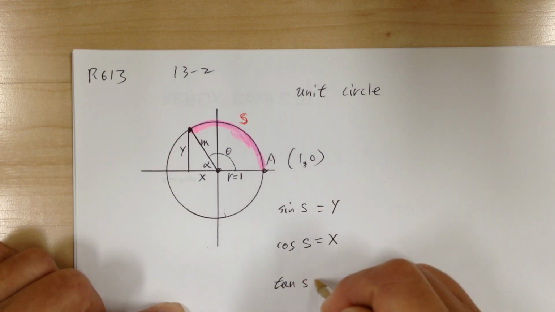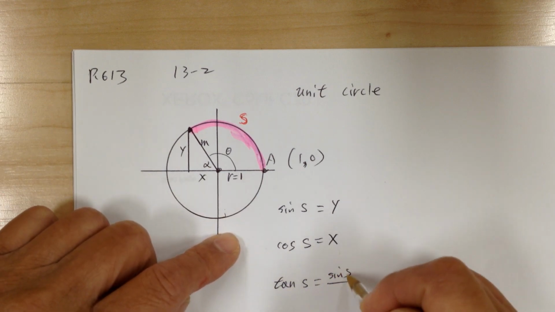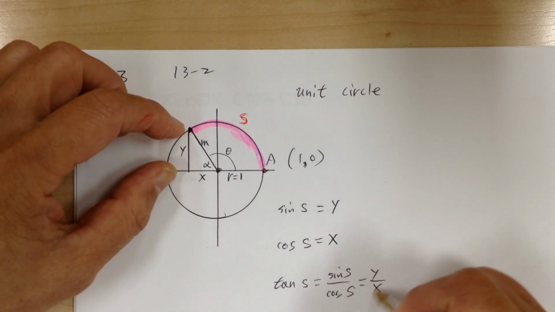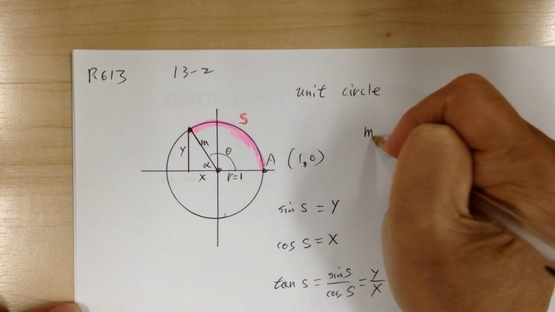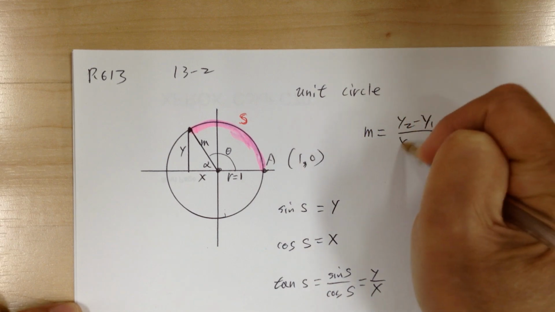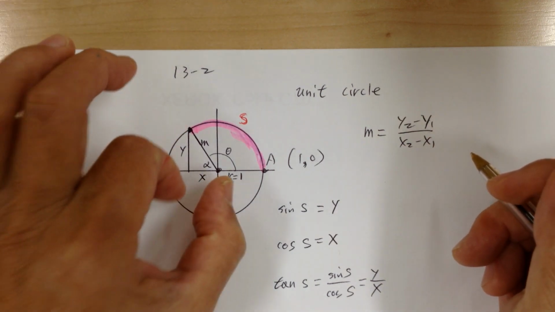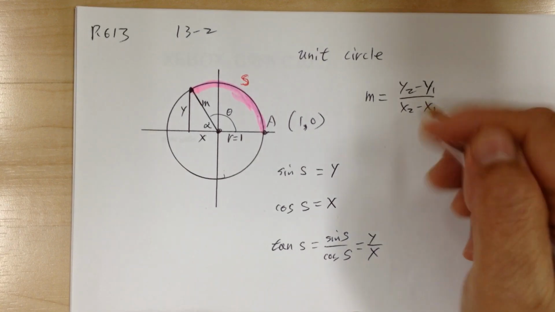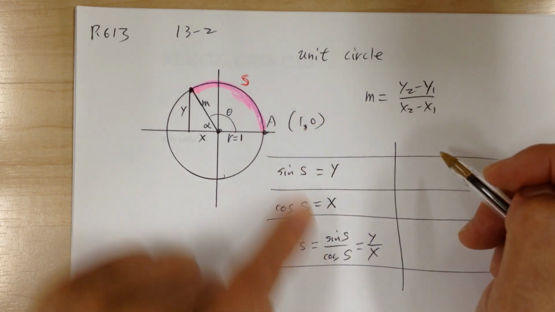And tangent is a slope, so slope would be just equal to sine over cosine, which is equal to y over x. So remember the slope. Again, you have to know how all this ties together. Remember the slope is equal to y2 minus y1 over x2 minus x1, right? So again, that's your y over the x. So that's why the tangent is your slope. Now, this is your primary function.